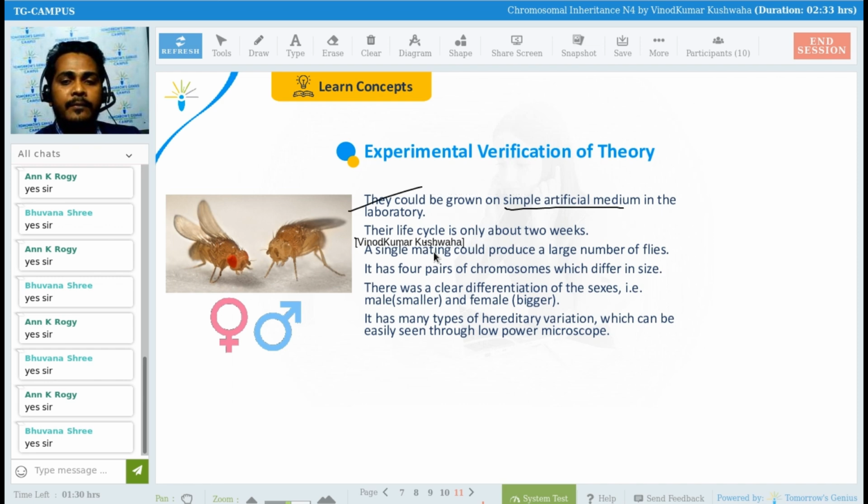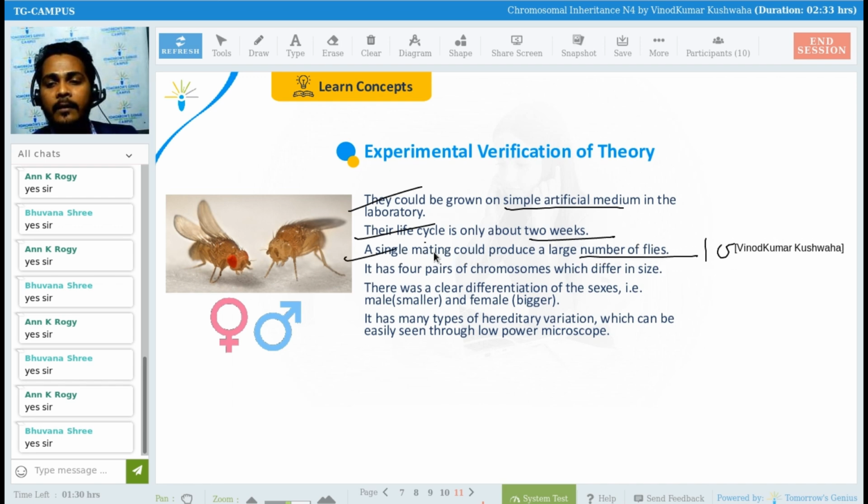It can grow. The life cycle is very short, it can be only just 2 weeks. A single mating produces a large number of flies. That means a single mating produces 100 flies at a time, and it has 4 pairs of chromosomes which differ in their size, all 4 pairs are different in size. There is also a clear differentiation of sexes, they have clear male and female sex organs, the male is smaller and the female is larger.